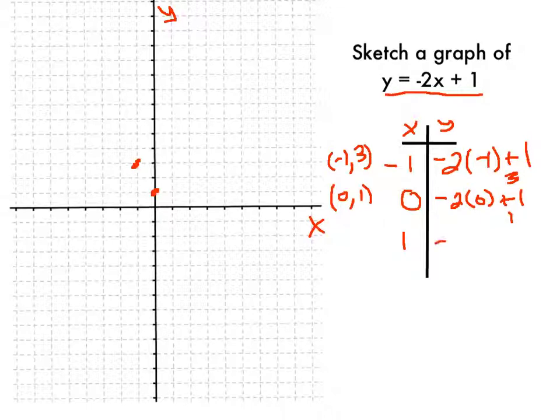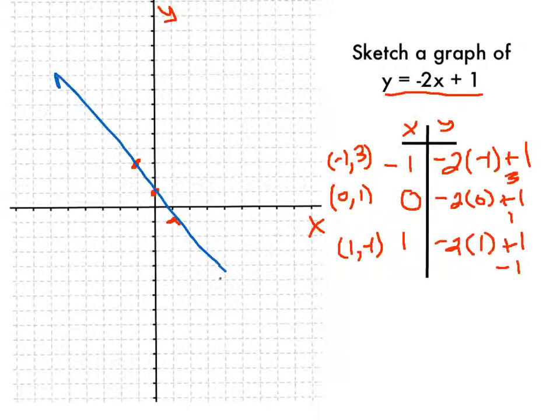And when I plug in 1, negative 2 times 1 plus 1 is a negative 1, because negative 2 times 1 is a negative 2, negative 2 plus 1 is a negative 1. So this point is 1, negative 1. That's going to go here. We can now draw a line between these points, and that's not so bad.